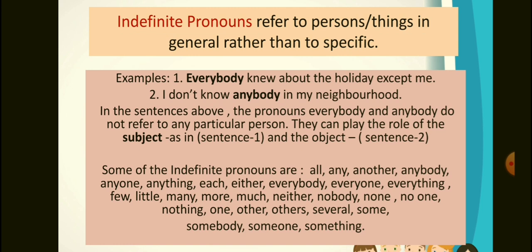Now let us know about indefinite pronoun. Indefinite pronouns refer to persons, things in general rather than to specific ones. Examples: everybody knew about the holiday except me. I don't know anybody in my neighborhood. In the sentences above, the pronouns everybody and anybody do not refer to any particular person. They can play the role of the subject as in sentence 1 and the object in sentence 2.